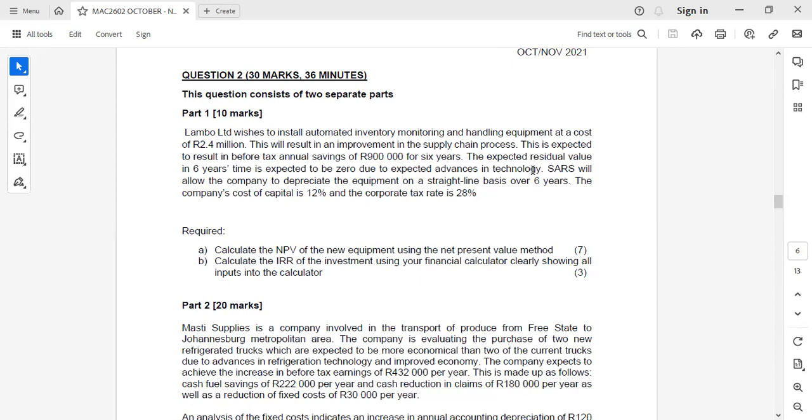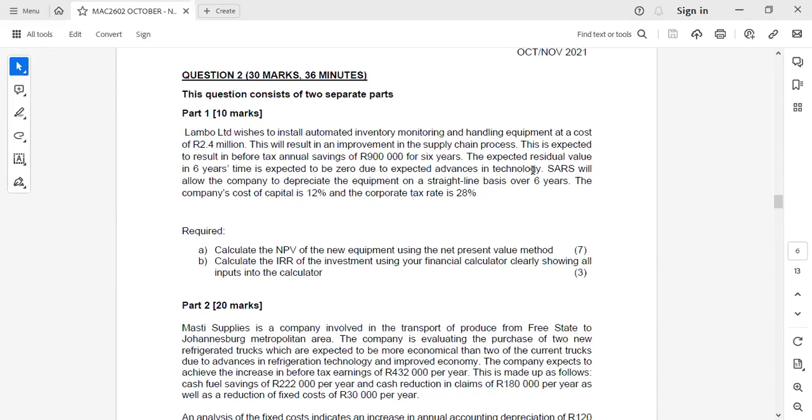Lambo Limited wishes to install automated inventory monitoring handling equipment at a cost of 2.4 million. This will result in an improvement in the supply chain process. This is expected to result in before tax annual savings of 900,000 for 6 years. It's very important to know whether it's before tax or after tax, because when they say before tax, that means they've not yet taken the tax expense into account. If they say after, that means it has already been taken into account.